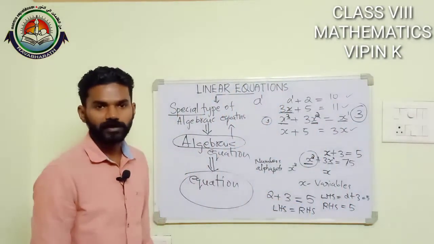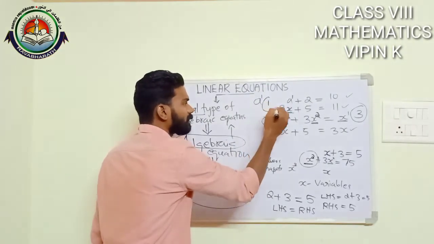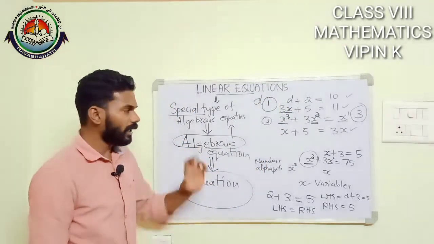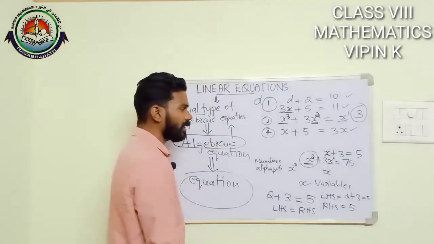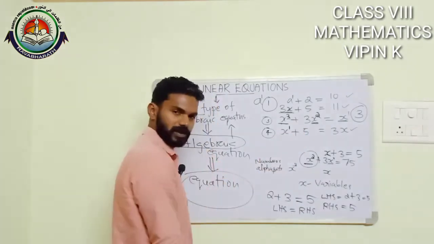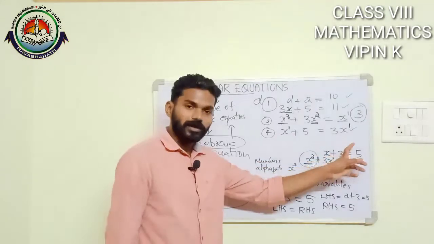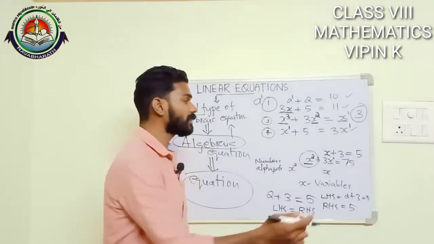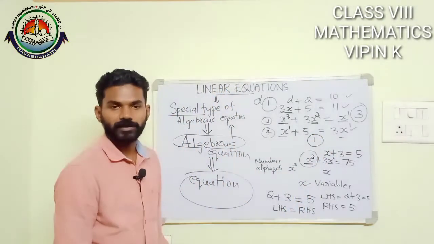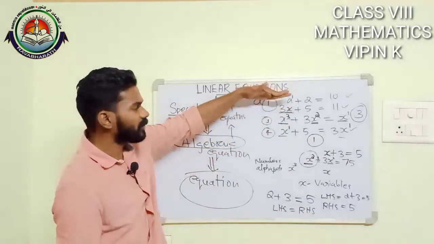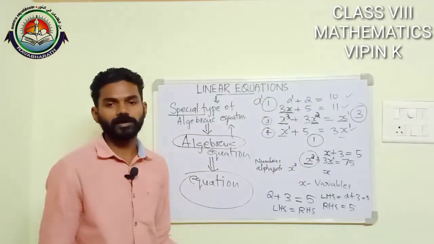Okay. In the above 2 equations, the highest power was 1. And also, in our fourth equation, you can see that here the power of x is 1. Here also the power of x is 1. So, in the fourth equation also, the highest power of x is again 1. Okay. So, that is the speciality of the first, second and the fourth equations.